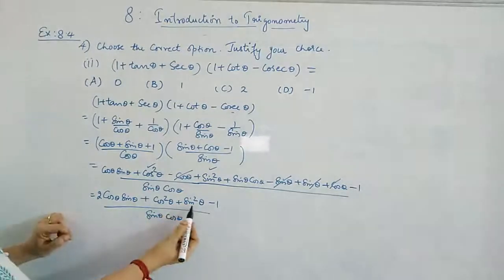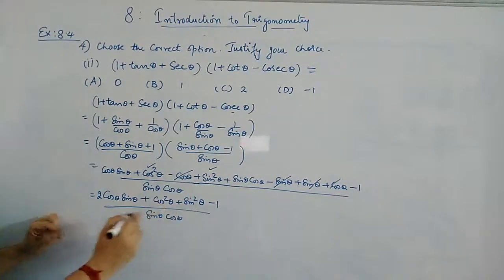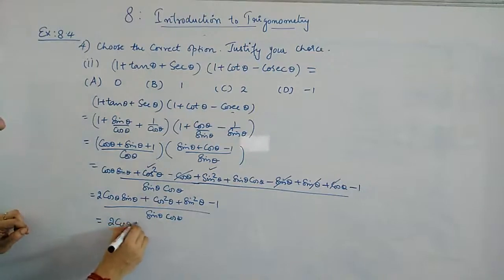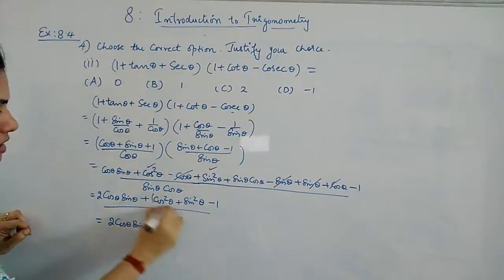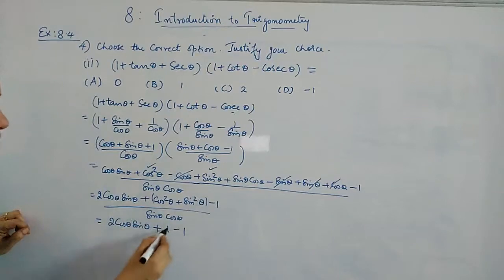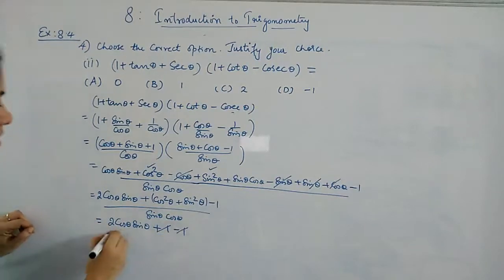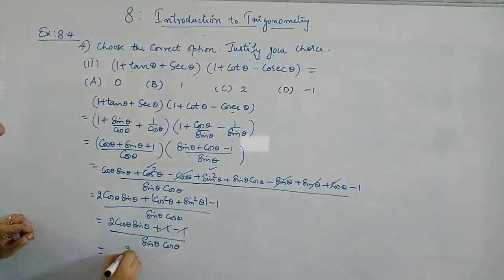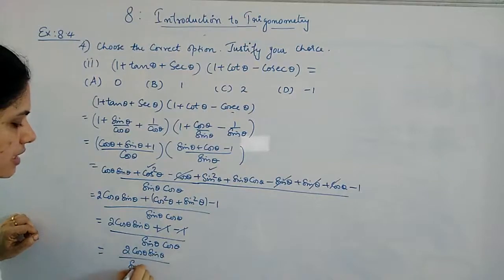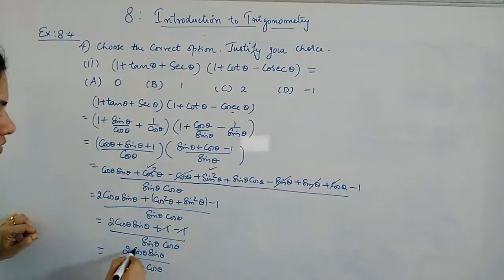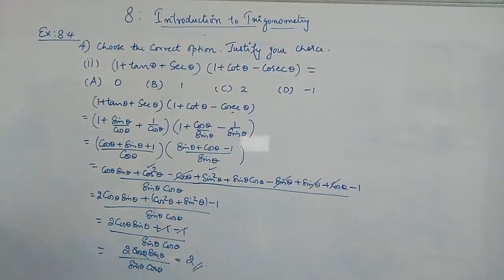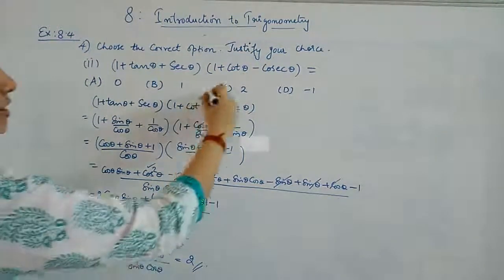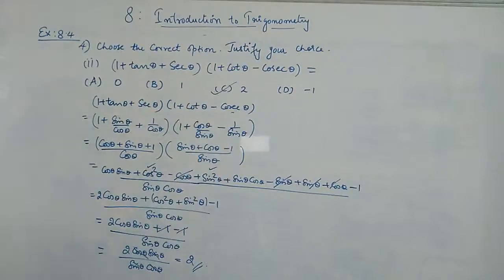Now you just see cos square theta plus sine square theta is 1. So again we are replacing it with 1. This much is 1 minus 1. So again 1 plus 1 and minus 1 will get cancelled. Denominator is sine theta cos theta. So that now it is 2 cos theta sine theta divided by sine theta cos theta. So cos theta sine theta will get cancelled and you are getting it to be 2. So the option C, 2 is correct.